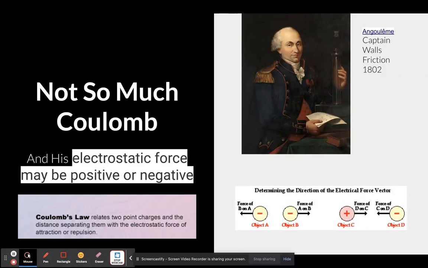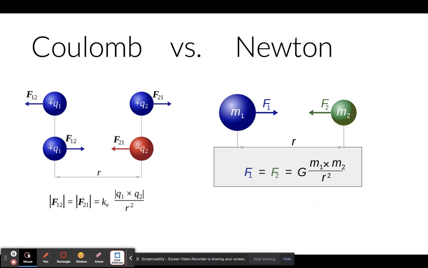His electrostatic force may be positive or negative. So electrostatic or electromagnets can be either repulsive or attractive. Coulomb's law is that something that is attracting or repulsing is directly proportional to the radius between the two forces. So how far away? If something's very far away, a magnet's not going to be able to attract or repulse the other magnet. If it's much closer together, that radius gets smaller, suddenly the magnets can actually repulse or attract.